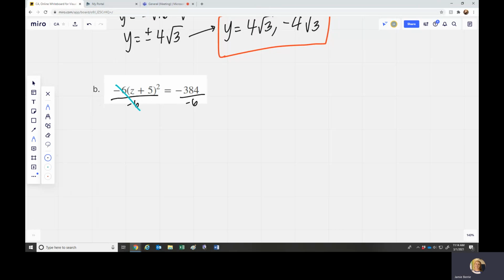Just going on my calculator here. Negative 384 divided by negative 6 is 64. So we have z plus 5 squared equals 64. Negative divided by negative is a positive. I'm just writing the line in my z so it doesn't look like a 2. Now again, I'm going to take the square root of both sides. I'm going to do the plus or minus on the number side. It's going to cancel out on the left. Square cancels with a square root.